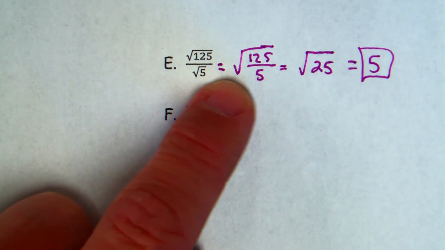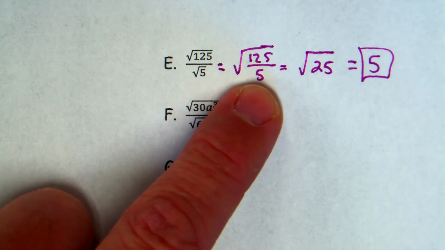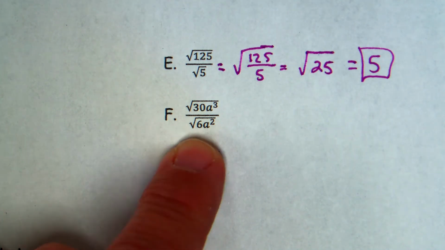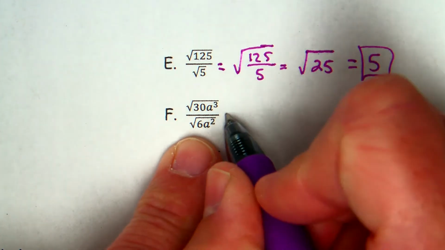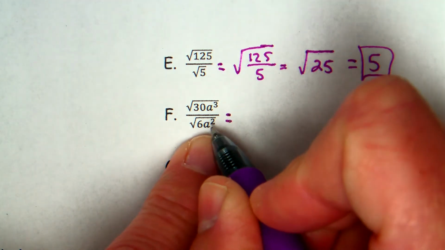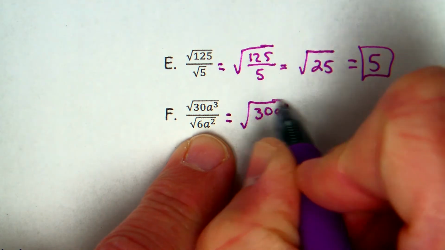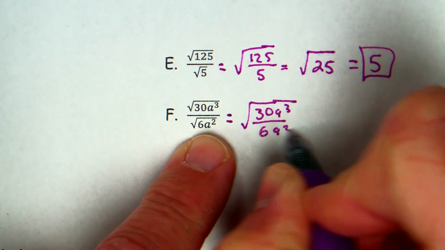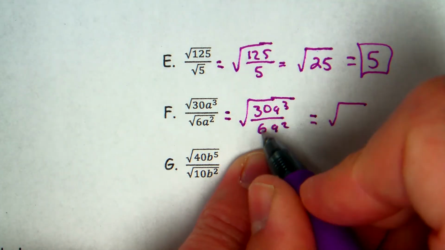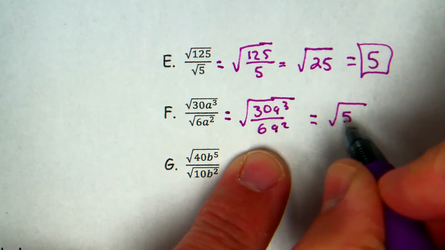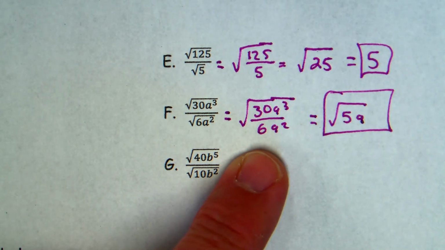We want to get good at seeing it both ways and then deciding which of those is most beneficial for us. I like this one. 30a to the third is a really funky irrational expression. 6a squared is an irrational expression. But I can put those together, simplify that fraction. 30 over 6 is 5. A cubed over a squared is a. And I can use that as my answer.